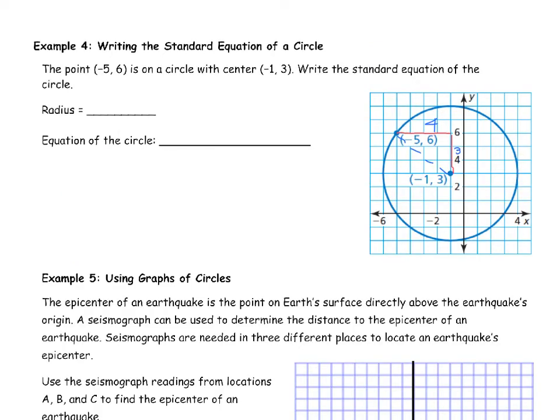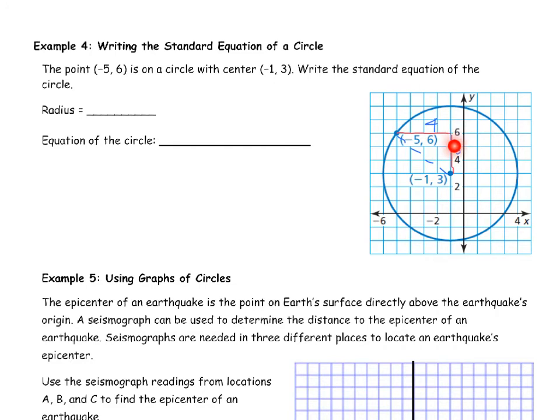All right, looking at our next example, we're going to continue to write the standard equation of a circle, but this time we are told that the point negative 5, 6 is on a circle, with the center being at negative 1, 3. They want us to write the standard equation. Well, in order to do that, we have to know what the radius is.